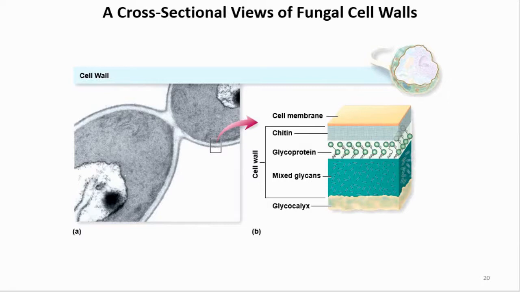So this right here shows a picture of a fungal cell wall. So here's the inside, here's the outside. Notice this is made of chitin, and we have this glycoprotein and these mixed glycans that can be on the outside of this. And also it may have, if it's a single-celled organism like a yeast, this glycocalyx layer on the outside.